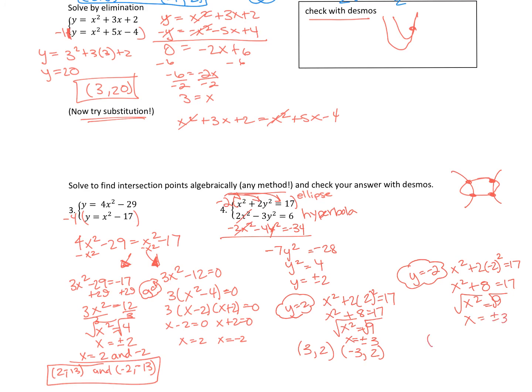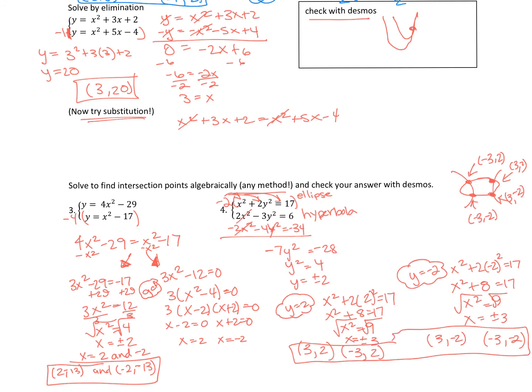So that tells me that when x is 3, negative 2 is also a solution, and when x is negative 3, negative 2 is also a solution. You'll see when you graph these, this is going to be your -3, 2 and this is going to be your -3, -2 intersection point. This is going to be my 3, 2, and this will be your 3, -2 intersection points on your graph when you look at Desmos. So I have 4 answers for this problem where those two shapes intersect.